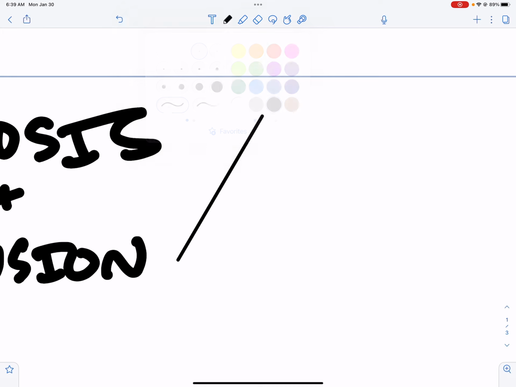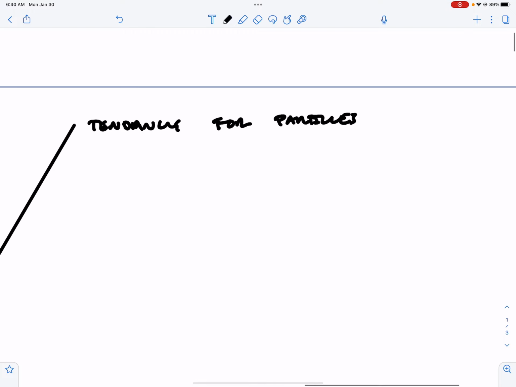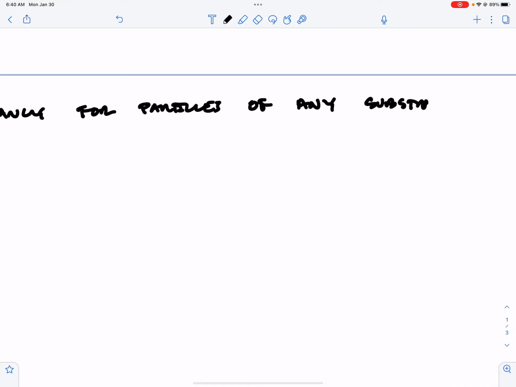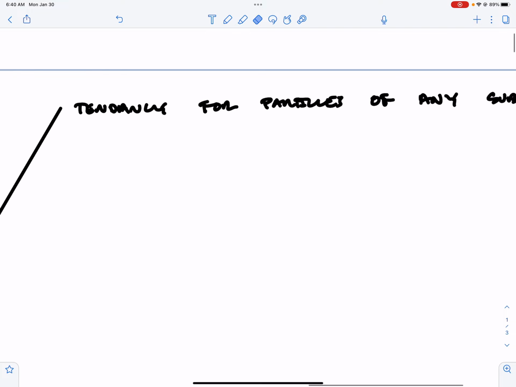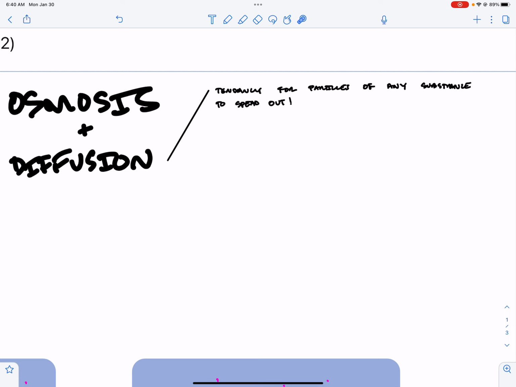Well, it is the tendency for particles of any substance to spread out. And this is a property of all things that are at a temperature above absolute zero. They have some thermal energy that causes them to jiggle or move around. And the movement of individual molecules is random.